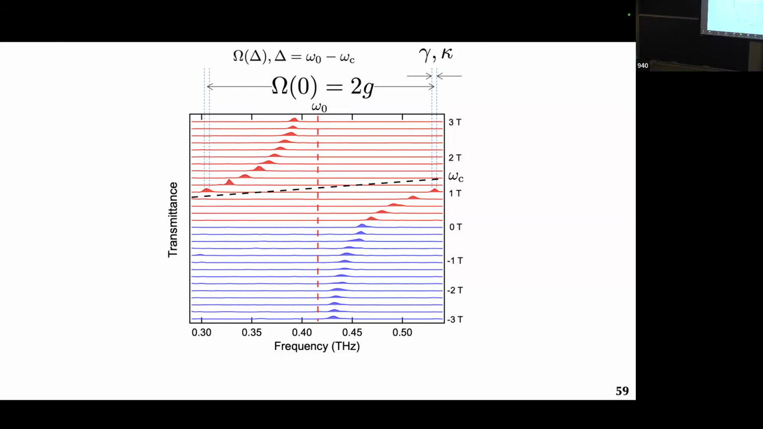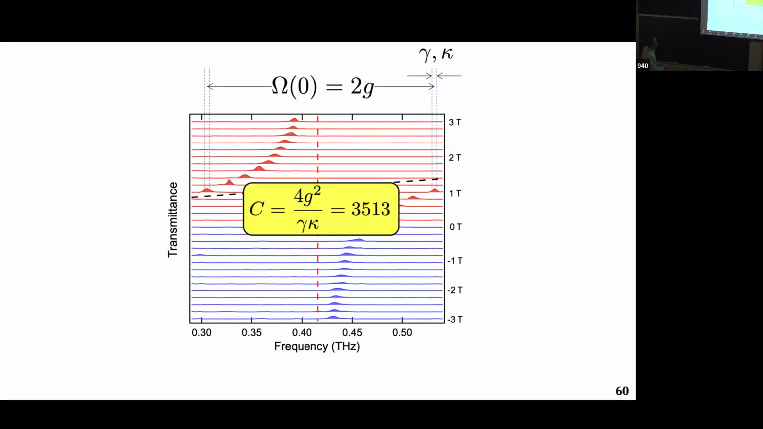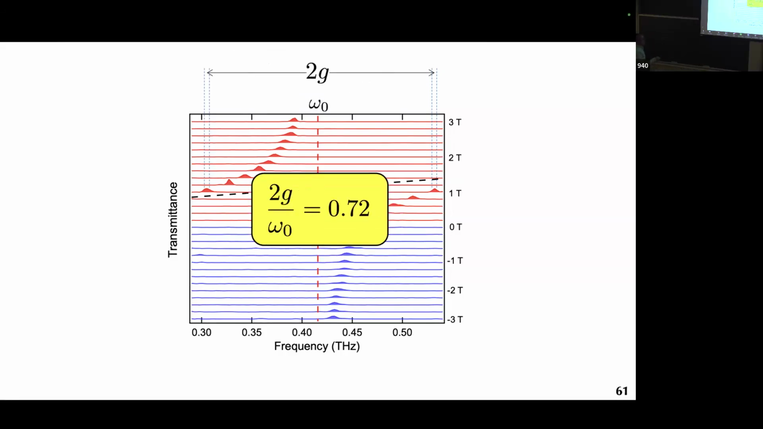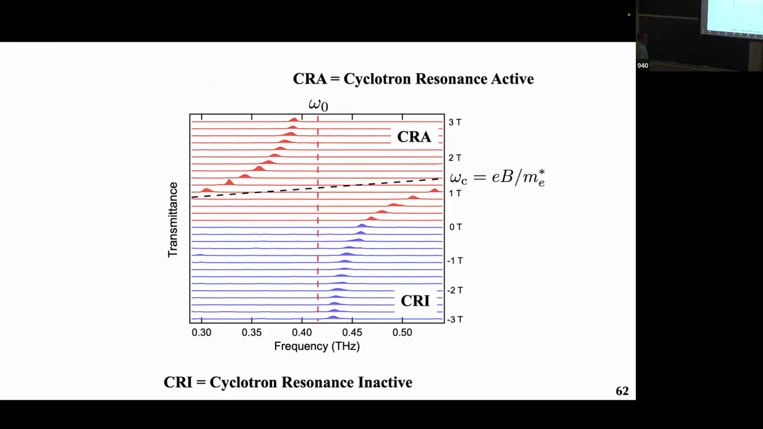But the line width is very, very narrow. This is both due to the high quality factor of the cavity and the ultra high mobility of the 2DEG. So gamma and kappa are on the order of the line width, but this is the light-matter coupling. The so-called cooperativity factor is 3513, which is the record high number in cavity 2D, and 2g over omega naught is 72%, so we are in the ultrastrong coupling regime.